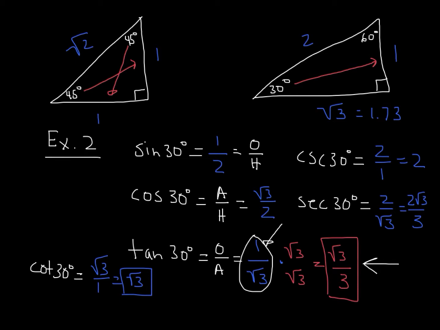For the sake of time, I'm going to skip the 6 trig functions for 45 because I think you can do that on your own. You've got the triangle there, and we're going to go on to the next example.